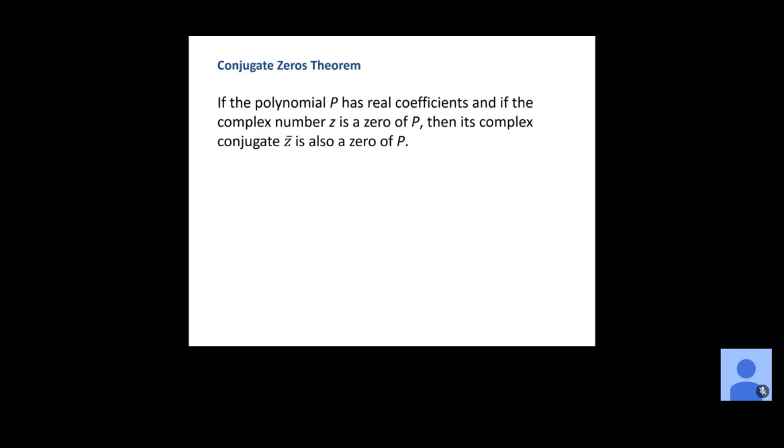All right, now conjugate zeros theorem. So if the polynomial p has real coefficients, and if the complex number z is a zero of p, then its complex conjugate z bar is also a zero of p. We kind of mentioned this back in section 1.6, right? That if you use the quadratic formula and you get a complex number, we know its conjugate is also going to be a zero. Same thing here now, right? So in terms of zeros of a polynomial, if z is a complex zero, then its conjugate also has to be a zero of that polynomial.